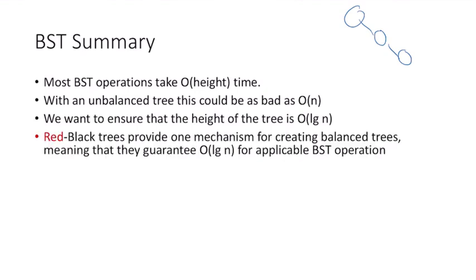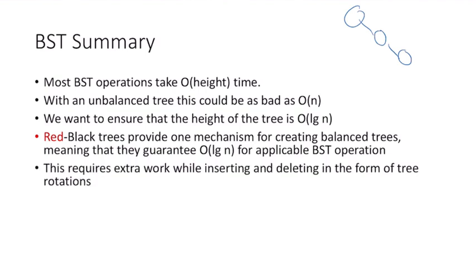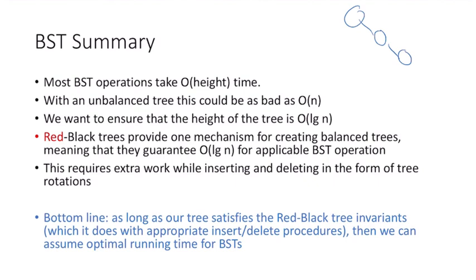One of them is to implement a red-black tree, which implements tree balancing and has a guarantee on the height of the tree. This will require some extra work while inserting and deleting in the form of tree rotations, but they still are big O of log n amount of work. So the bottom line here is that as long as our tree satisfies the red-black tree invariants, then we can assume optimal running time for red-black trees.